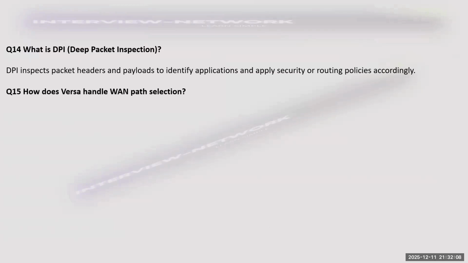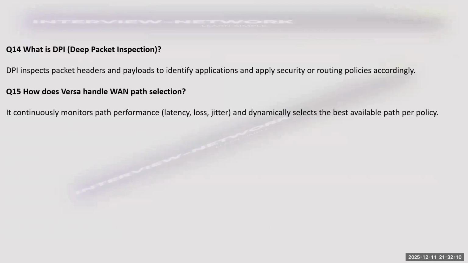How does Versa handle WAN path selection? It continuously monitors path performance, latency, loss, and jitter, and dynamically selects the best available path per policy.